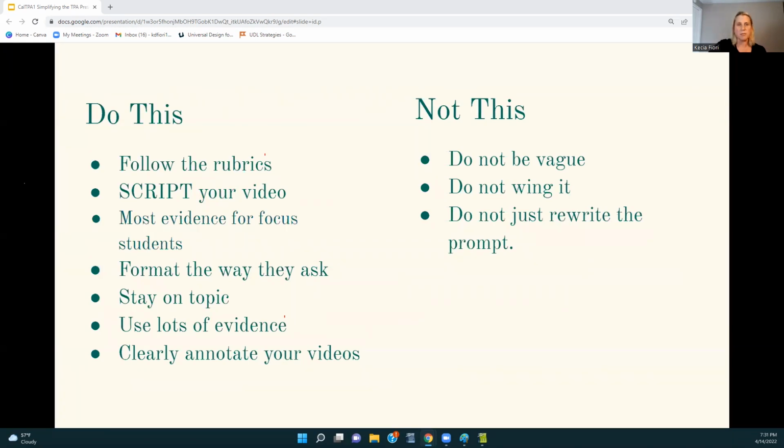Okay, do this. We've talked about all of these things. Stay on topic, use lots of evidence, be clear in your annotations and your descriptions. This is not an off-the-cuff activity. All right.